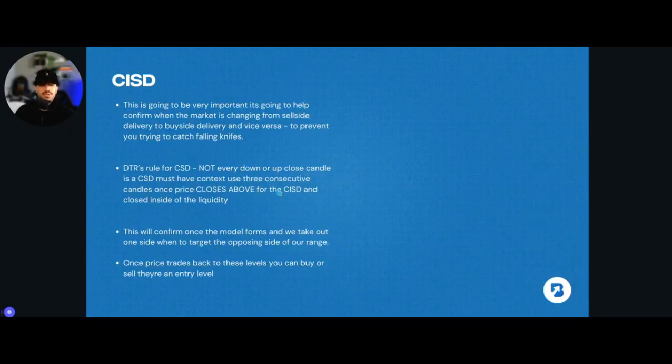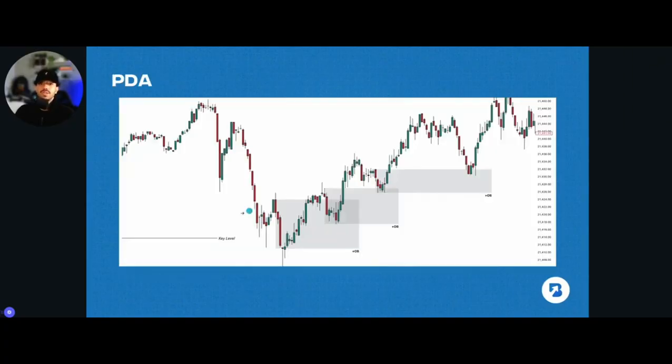Once price closes above for a change in the state of delivery, we should be trading inside of a liquidity pool. So going back to this example, what do I mean about liquidity and change in the state of delivery? Well, you can see these 3 down close candles, they traded into the key level, which was the dealing range low. Once they traded into here, this is where liquidity was. They formed inside of a liquidity pool. So once price trades above and closes above them, this confirms that these are high probability because they were formed inside of a liquidity pool. And where else were they formed? Inside of the low of our dealing range.